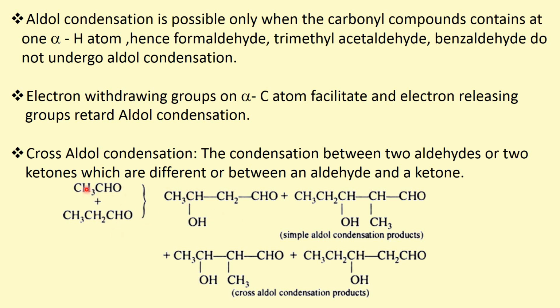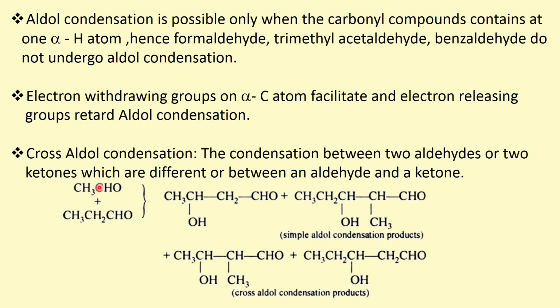Why? Because this aldol condensation will take place between these two molecules. Again, aldol condensation will take place between these two molecules. And then aldol condensation will take place between this and this molecule, and between this and this molecule also. Two different products will be obtained. When the carbanion is formed here, you will get one product. If the carbanion is formed here, you will get another product.